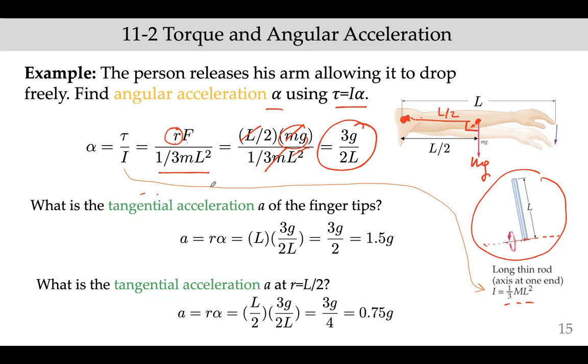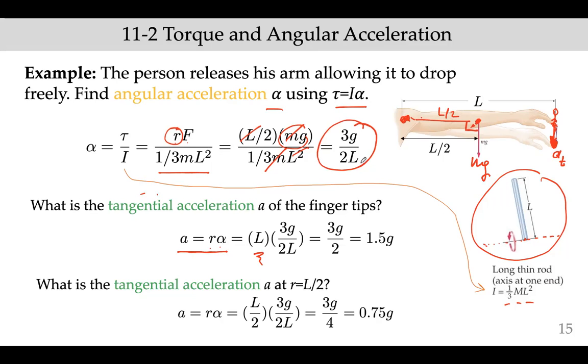Now the next part is, what is the tangential acceleration A? Remember, this is like the linear acceleration of the fingertips. If you are, let's say, a small person sitting here, what would you say for your linear acceleration in this direction? Tangential acceleration, we can show it by A sub t, or just A. If you remember from the previous chapter, chapter 10, tangential acceleration of any point is r times alpha. Now r is L for this point.